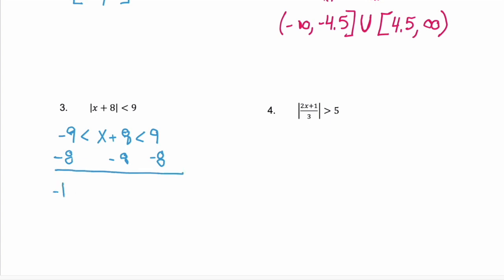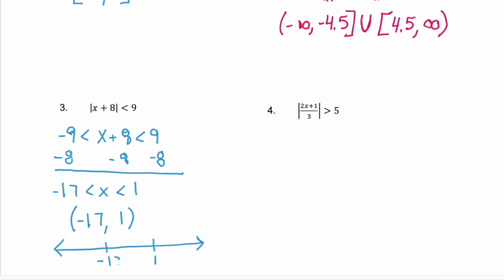So we have negative 17 less than x less than 1. And again, these tell us pretty simply that x is between negative 17 and 1. And if we need to, we could put it on a number line. Our key numbers are 1 and negative 17. We have parentheses at each of them, and we shade in between.